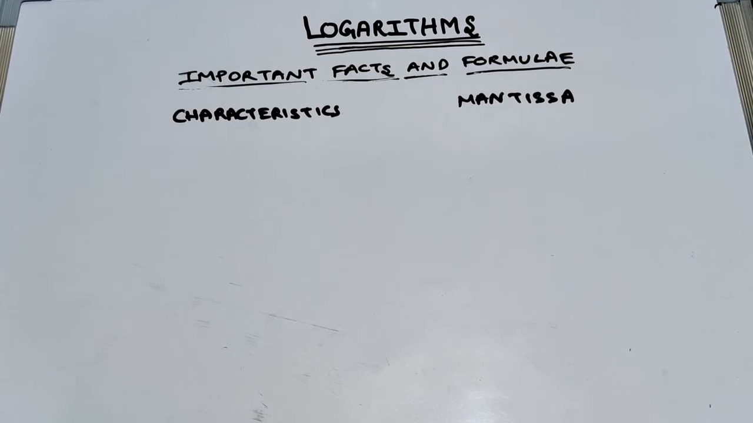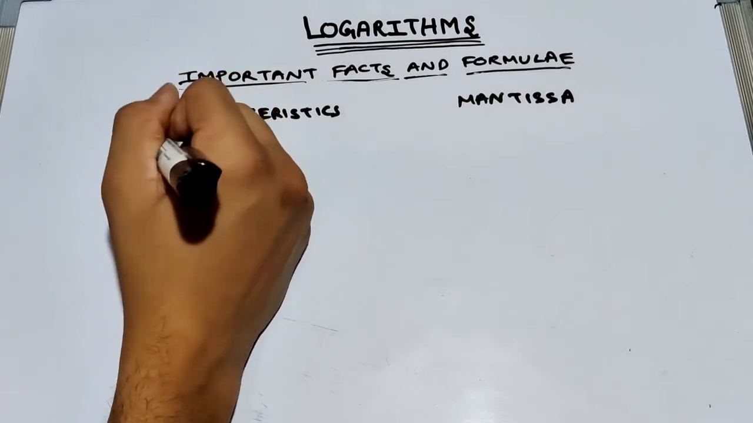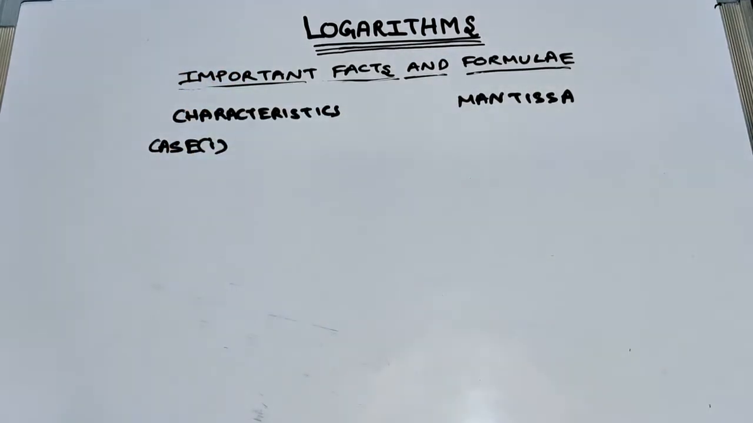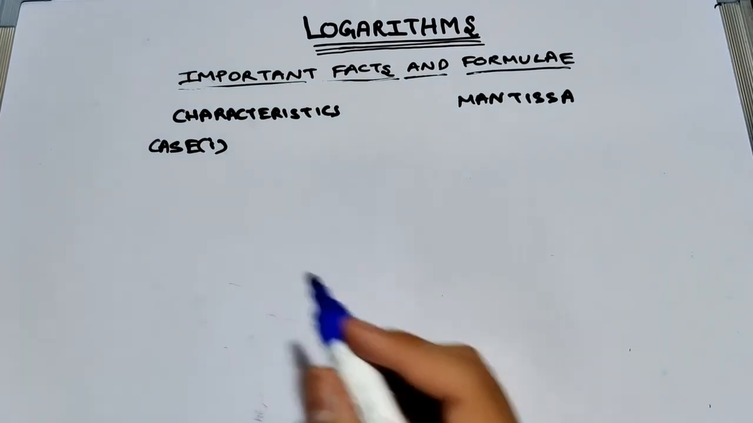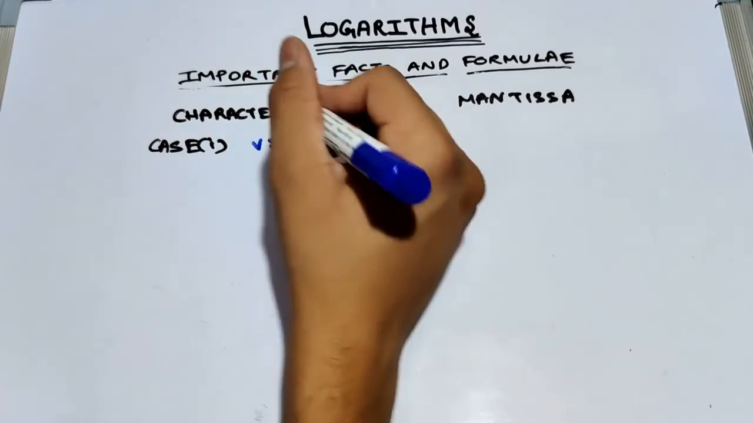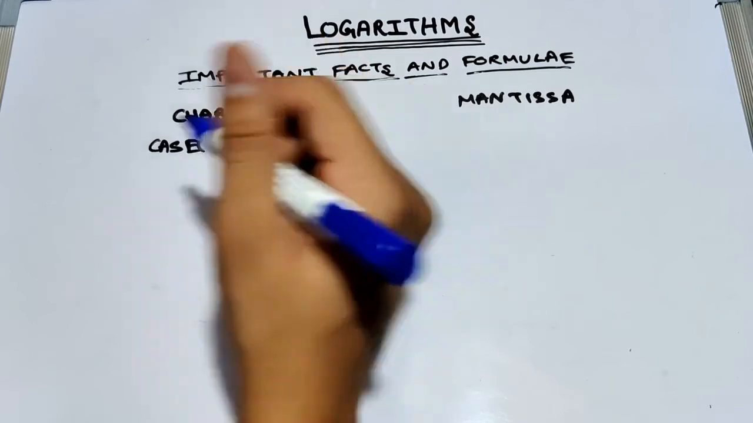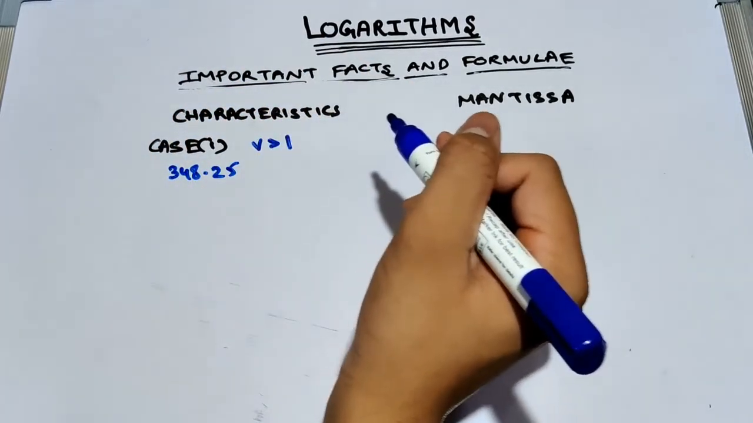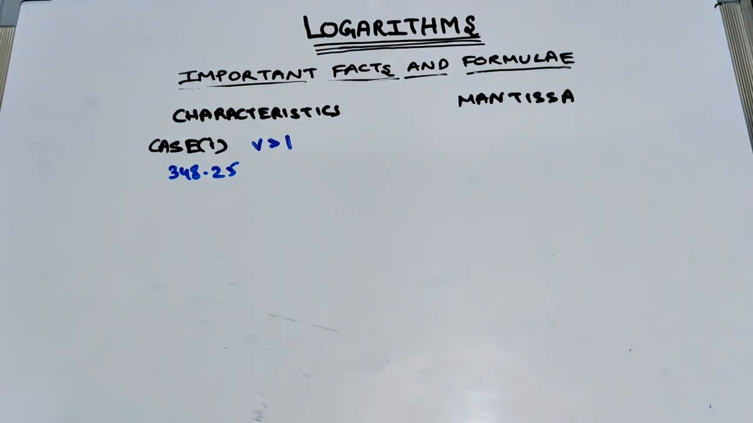Now let us look at a very important concept of characteristic and mantissa. A logarithm can be divided into two parts, characteristic and mantissa, and the characteristic itself can be divided into two cases. Case 1: if the number whose log is taken is greater than 1, for example 348.25, then the characteristic is 1 less than the number of digits to the left of the decimal point in the given number.